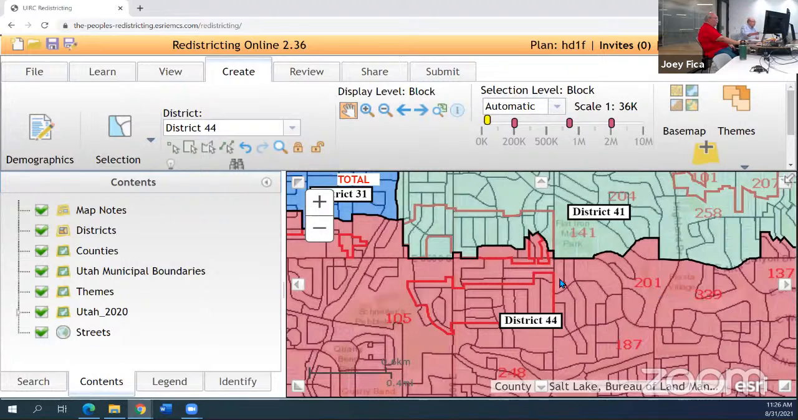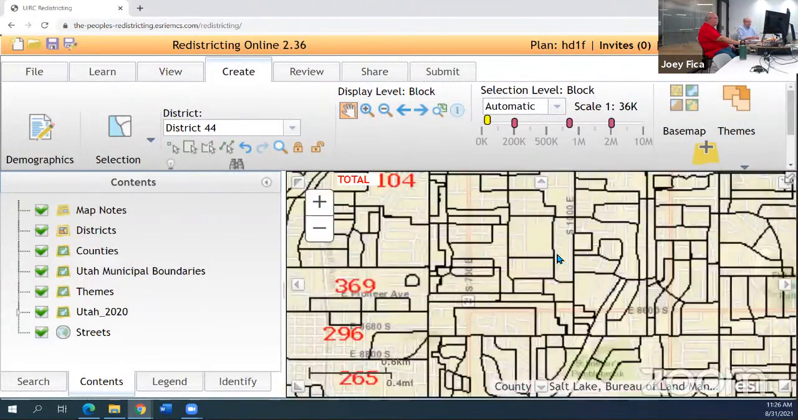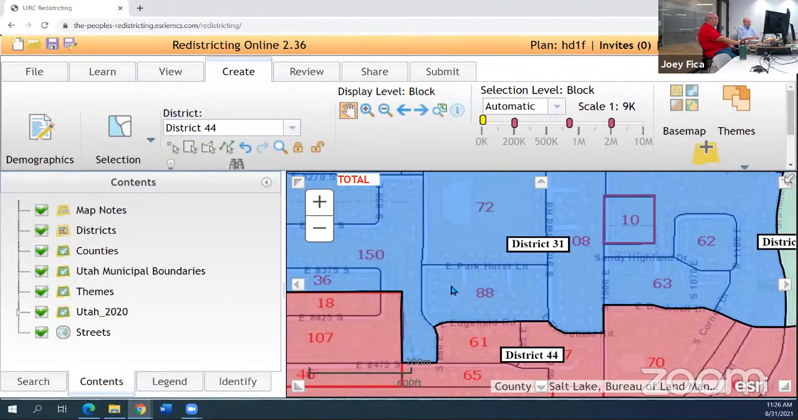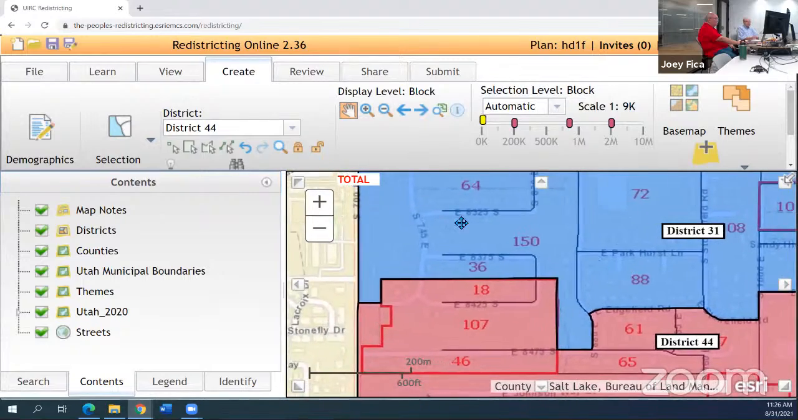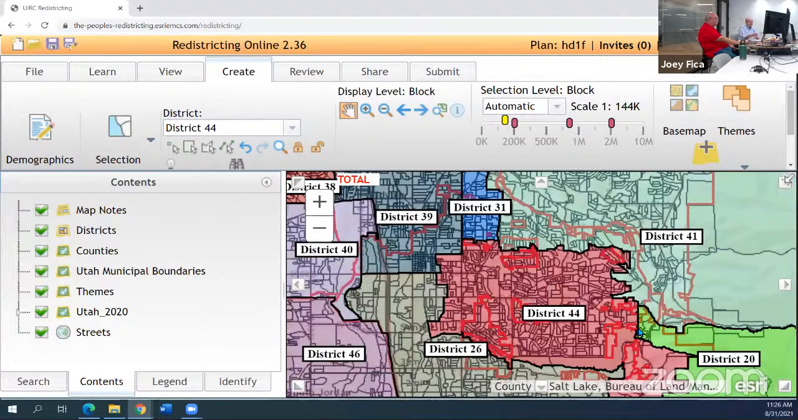Let's see. District 31 is 3 over. That's not worth messing around with. What's this? 39 is minus 36. Not too good. What's 26? It's minus 48. 40 is plus 11.